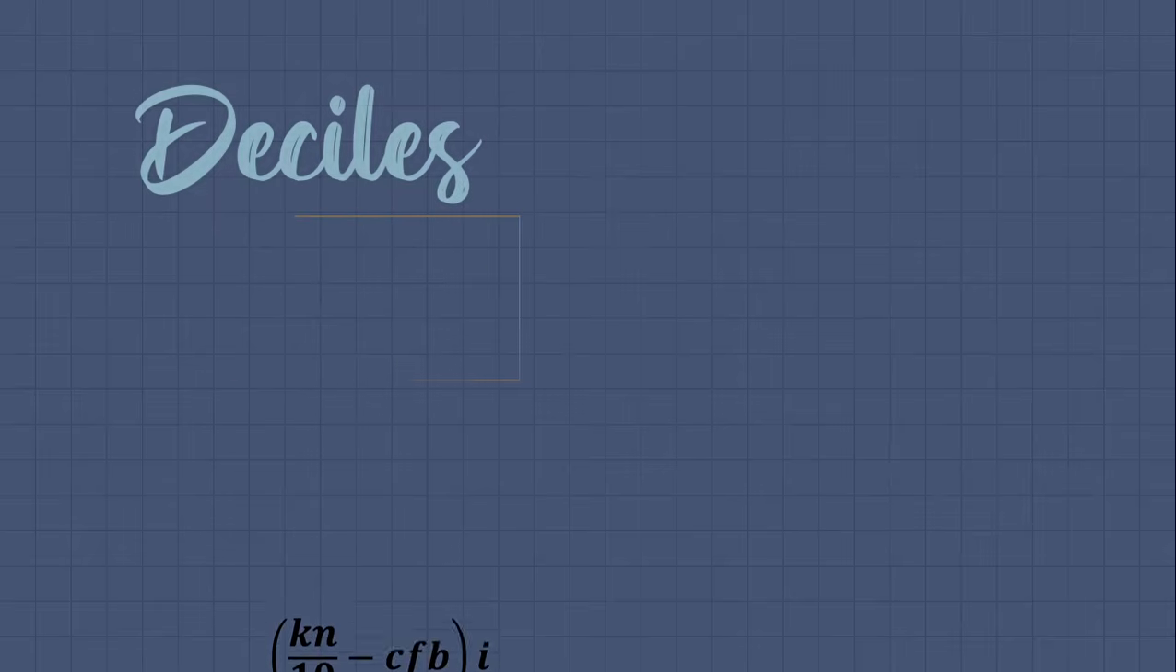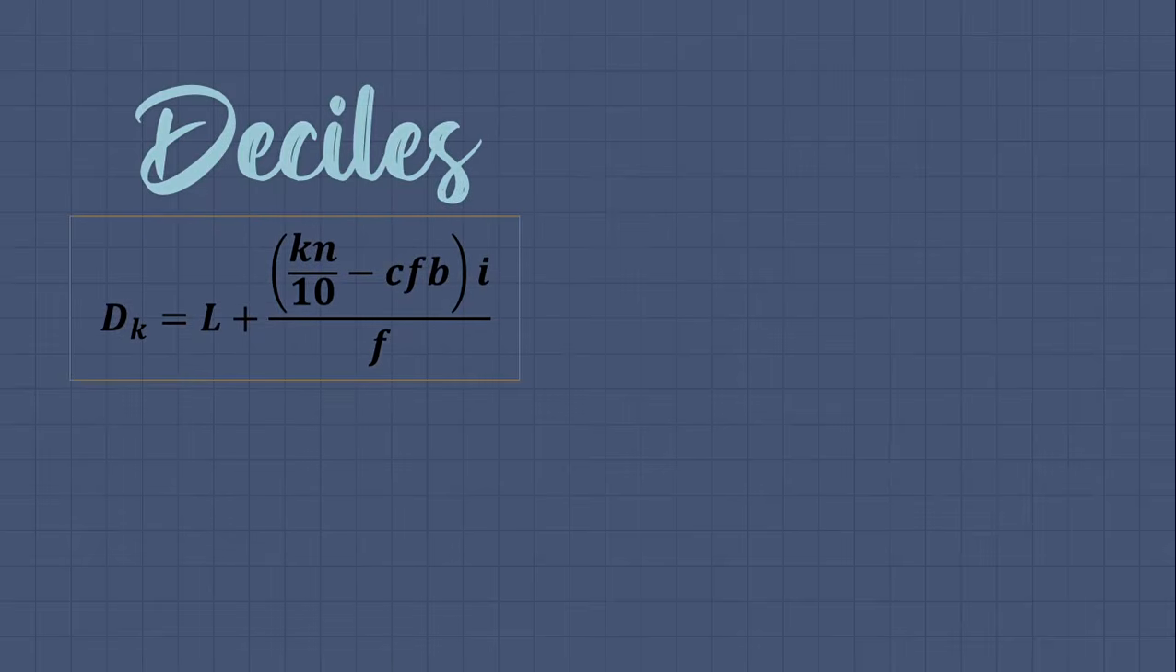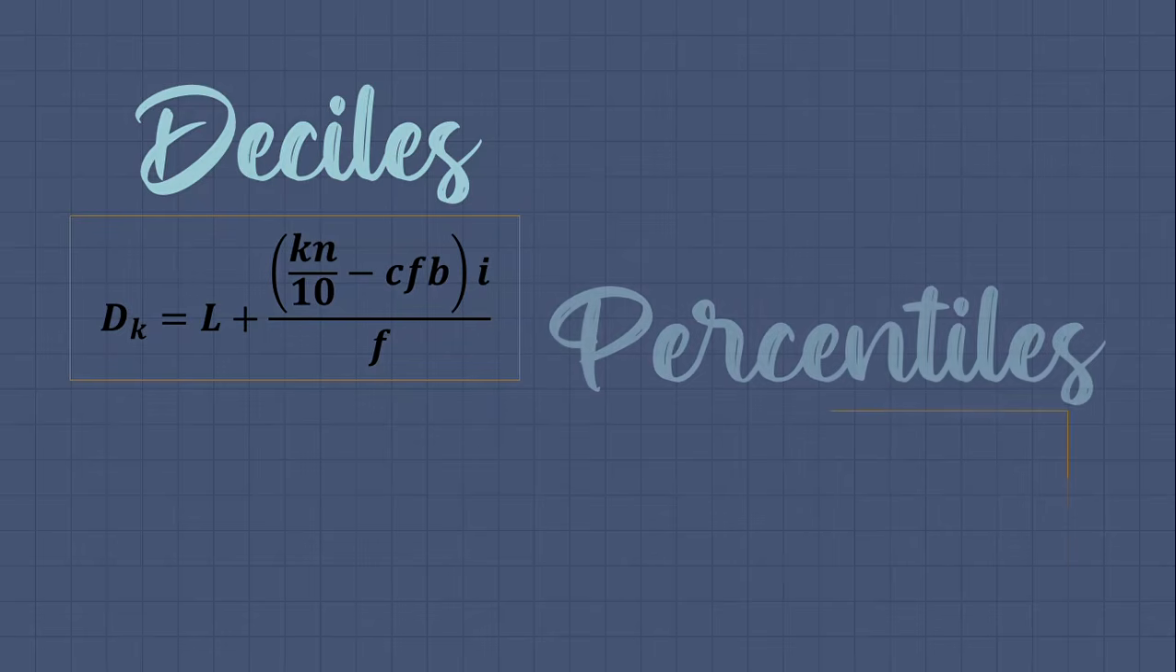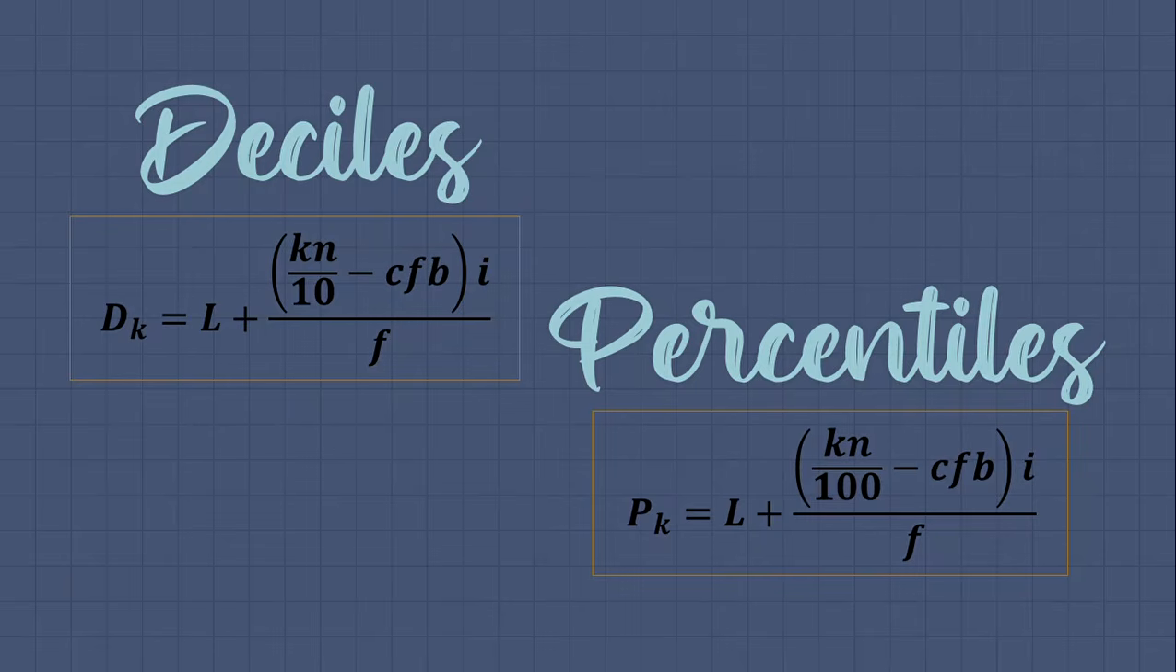Next, here are the formulas for the deciles and percentiles. For deciles, we have D sub k is equal to L plus quantity Kn over 10 minus CFB times I all over F. And for percentiles, we have P sub k is equal to L plus quantity Kn over 100 minus CFB times I all over F. Where again, L is the lower boundary, CFB is the cumulative frequency from below, I is the class size, F is the frequency of the class, and K is the kth decile or the kth percentile.